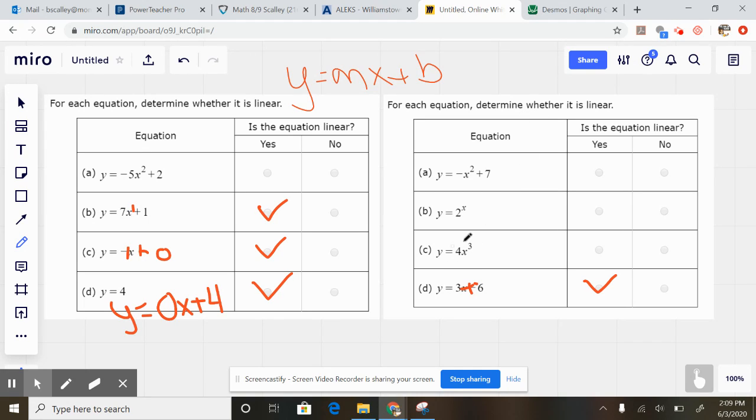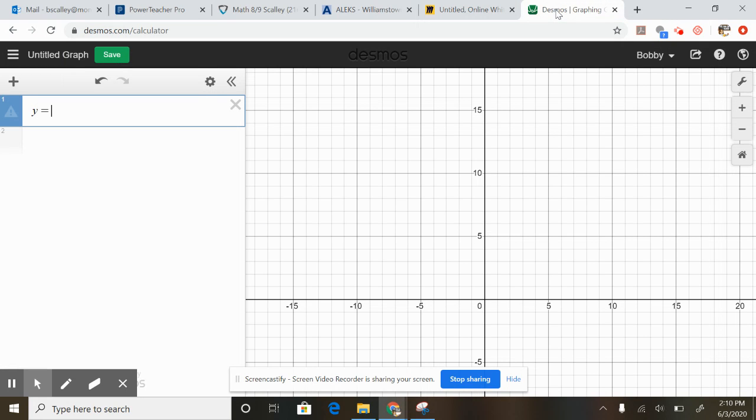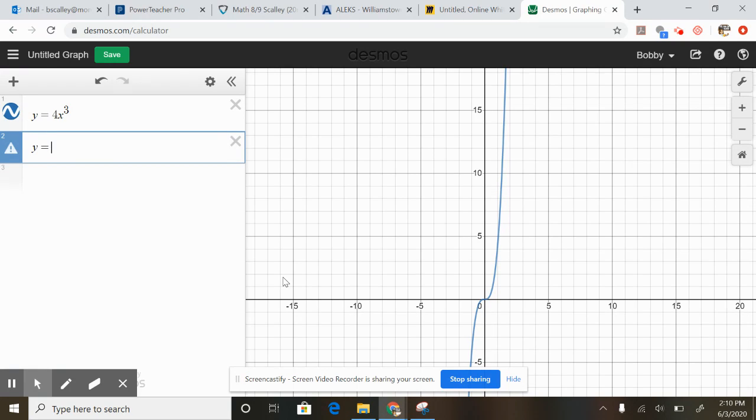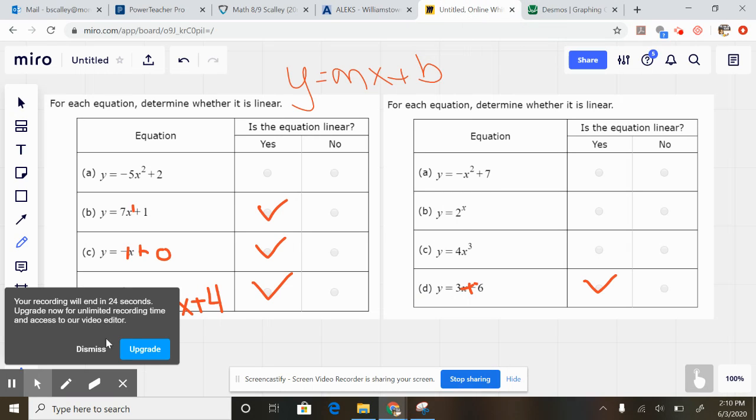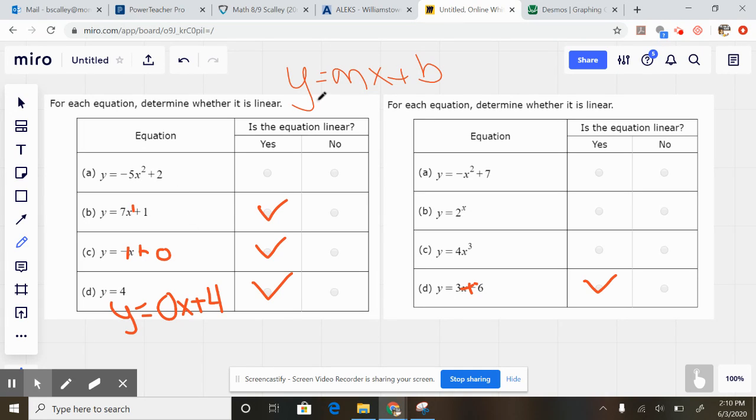And just to show you what a couple of these would look like, let's see, y equals 4x to the third. This is a curvy line right here. That is not straight. That is not linear. The other one was y equals 2 to the power of x. That's also a curved line. So basically, you just have to look at these equations, decide, can you write them in slope-intercept form? Equations like this with exponents other than 1, I cannot write in slope-intercept form, so those are going to be nonlinear relationships.